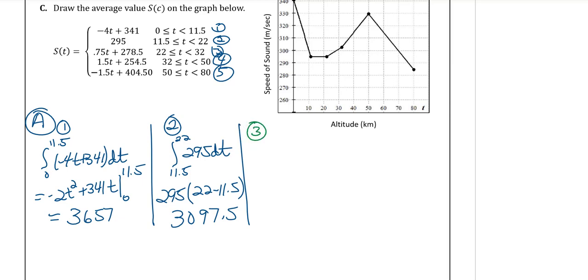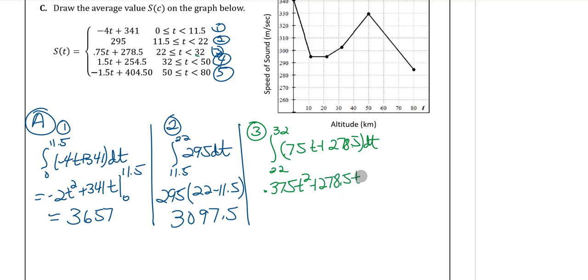So for section 3, we're going to do the integral from 22 to, what's our upper limit? 32 of 0.75 t plus 278.5 dt. And so we get 0.375 t squared plus 278.5 t, evaluated between 22 and 32. And when we do that, we get 2,987.5.